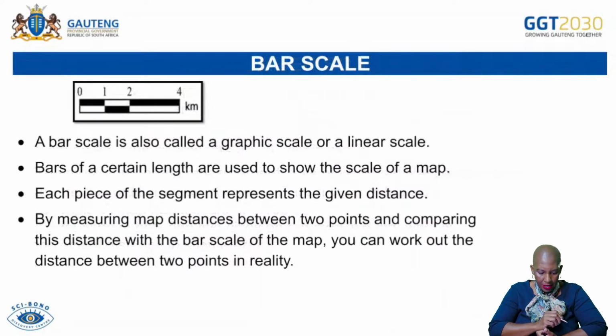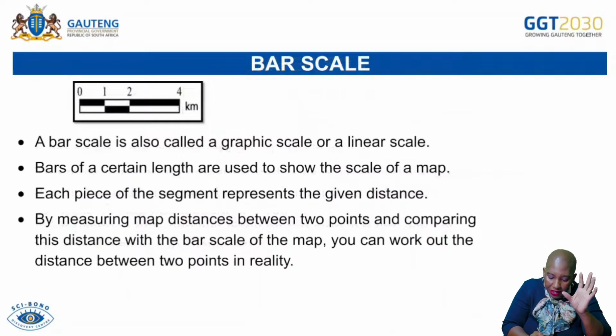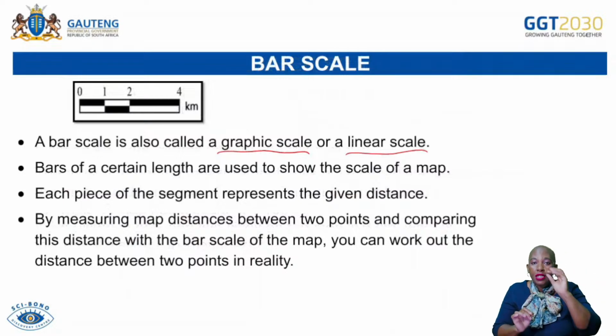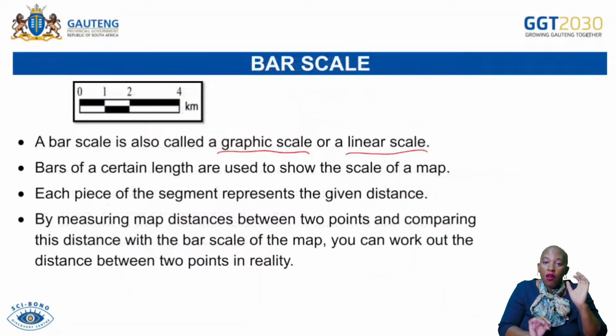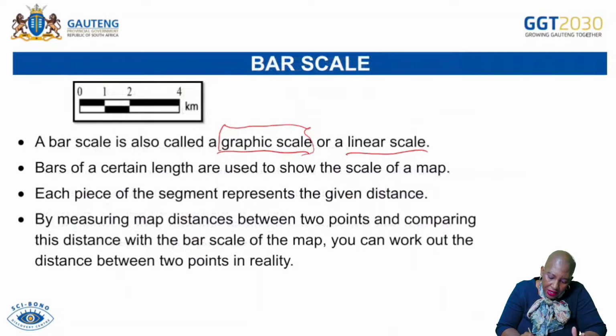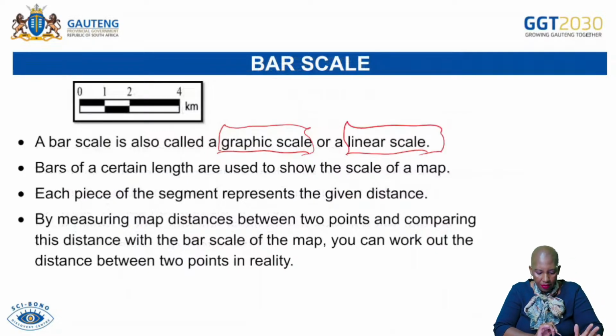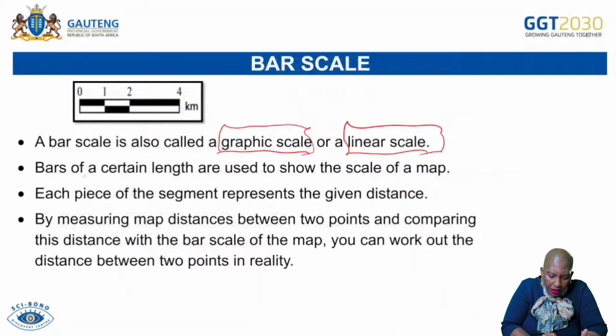Now let's go to a bar scale. This is a picture. Remember we said a bar scale is represented in a graphic, and it is also called a graphic scale or a linear scale. So it is in the form of a picture. Here is a picture of our bar scale. Remember these words: sometimes a bar scale is called a graphic scale or a linear scale. And the bars of a certain length are used to show the scale of the map.